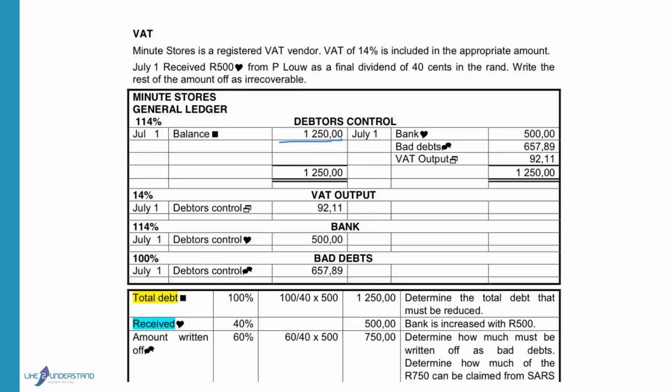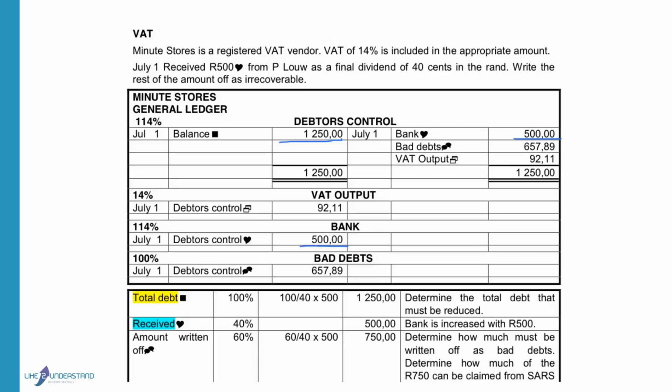Now we only receive 500 Rand from P. Lowe as a final dividend of 40 cents in the rand. So if I look at the amount that we receive, we will show that the debtors reduce by 500 and that the amount in the bank increases by 500. We will only receive 40 cents in the rand, so I have to do a calculation now to determine how much is the bad debts.